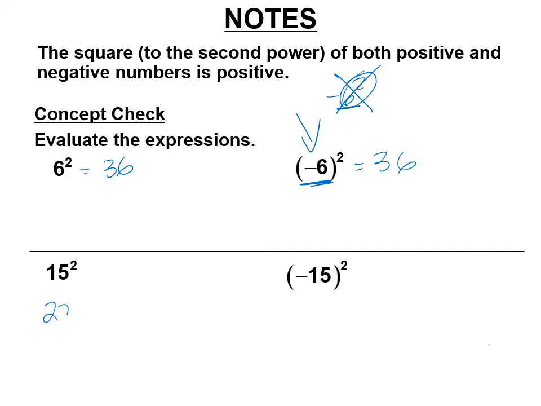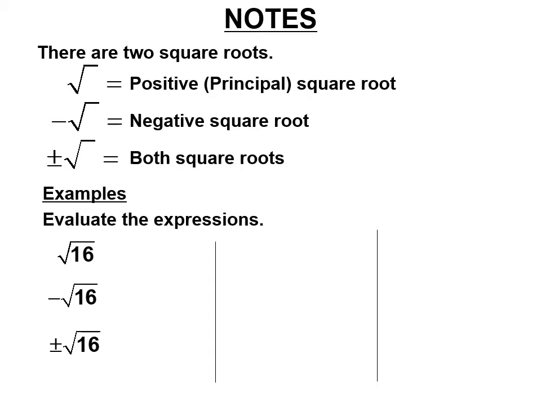So this is 225, and this is 225, because negative 15 times negative 15 is positive 225. All right, so there are 3 square roots. There's a positive square root, square root of 16 is 4. There's a negative square root, negative 4. And that asks for both the positive and negative square root.